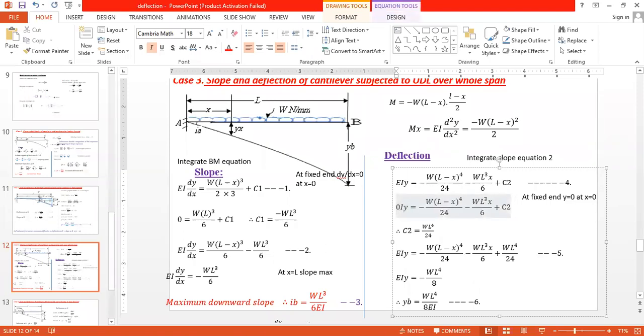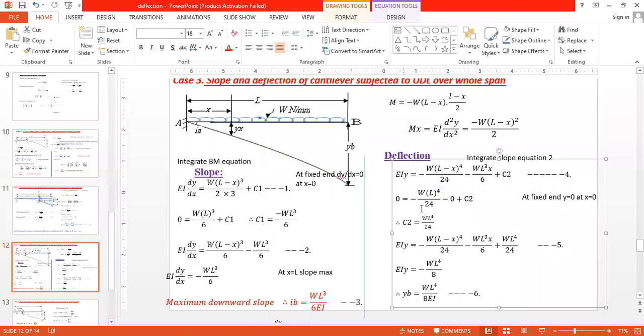Next one. Now here x is equal to 0 gives WL raised to 4 divided by 24. Now here WL cube x is there, therefore this term is 0. So we will get this C. If you solve this equation, you will get C2 equal to WL raised to 4 divided by 24. C2 is equal to WL raised to 4 divided by 24.